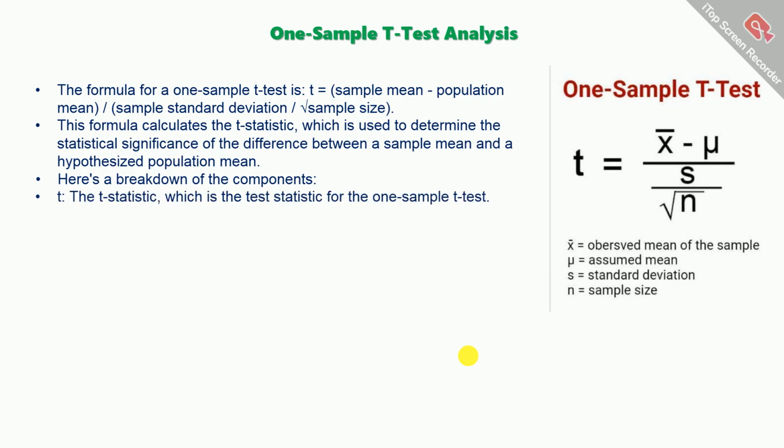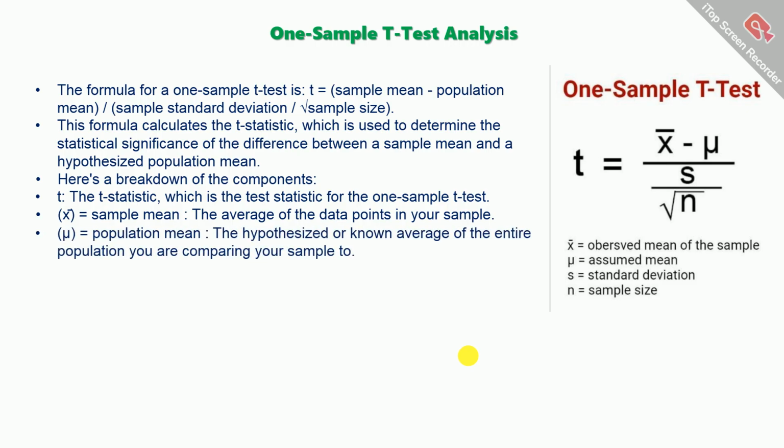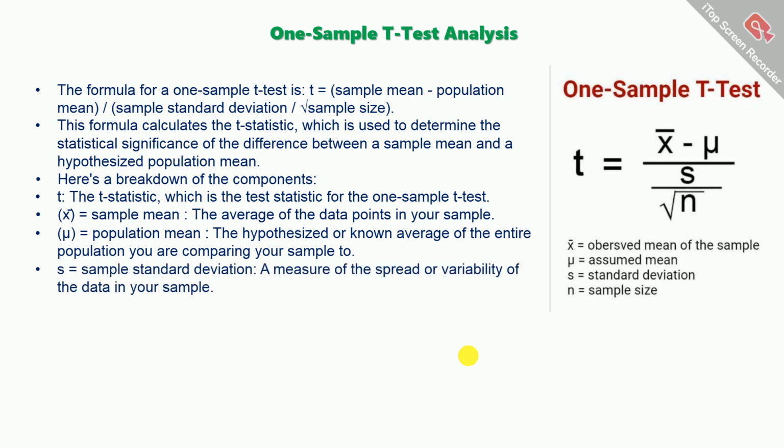T is the test statistic. For the one sample t-test, x bar is the sample mean, which is the average of the data points in our sample. Mu is the population mean, which is the hypothesized or known average of the entire population that we are comparing to our sample. Small s is the sample standard deviation, which is a measure of the spread or variability of the data in our sample. Square root of n is the square root of the number of data points in our sample.